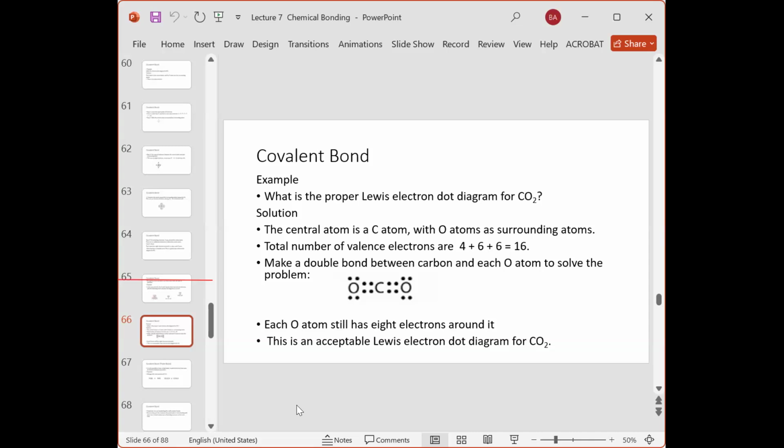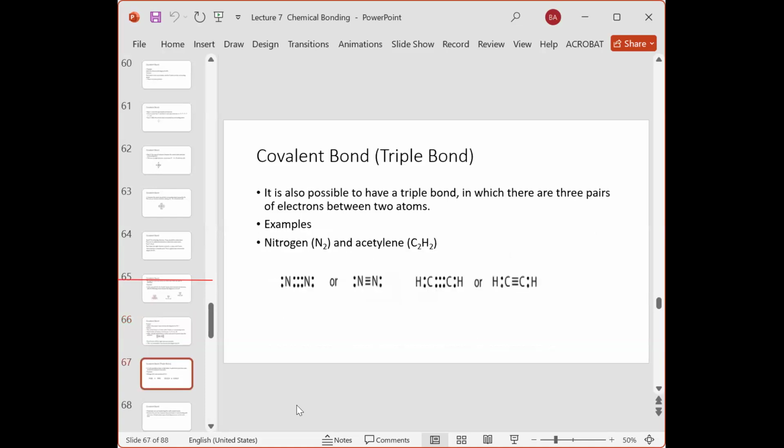Now, if you didn't know, now you know. If you have carbon and you have oxygen and you are bonding carbon dioxide, you have to have a double bond inside. All right, that's how it is.